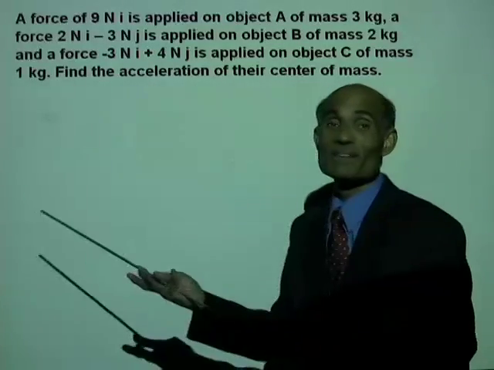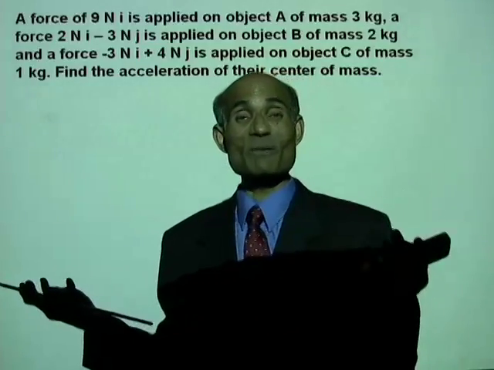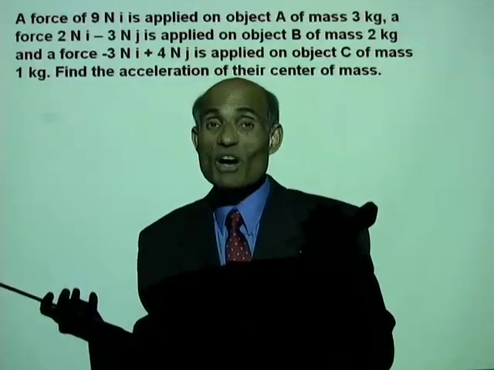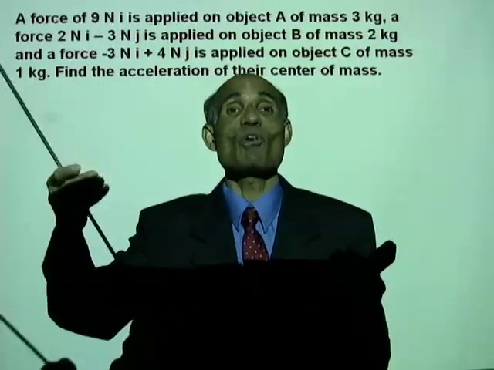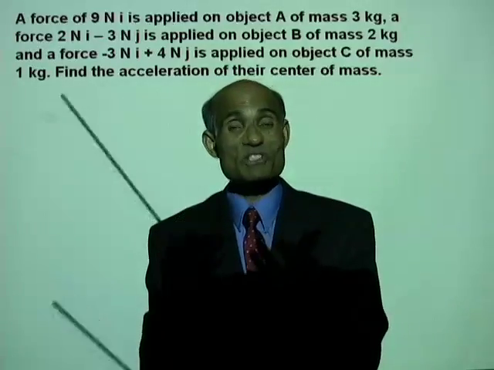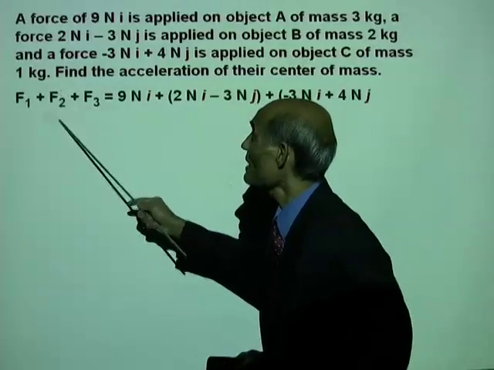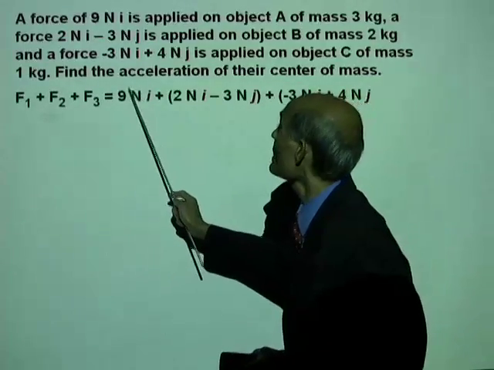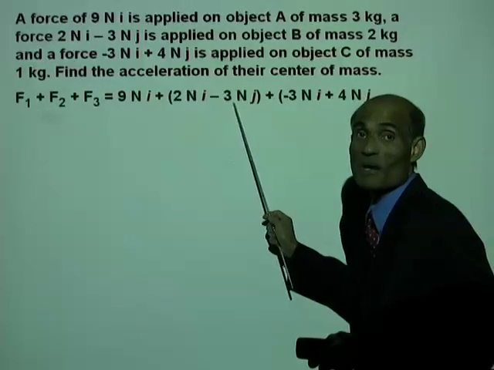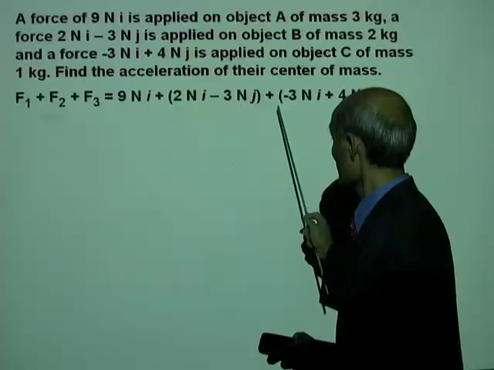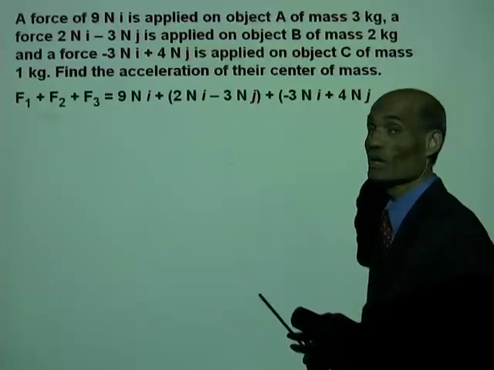Well, we have the equation. What is the equation for the acceleration of the center of mass? Acceleration of the center of mass is F net, the net force, the sum of all the forces, divided by the sum of all the masses. Alright, let's do that. F1 plus F2 plus F3. F1 is 9 Newton I. F2 is 2 Newton I minus 3 Newton J. F3 is negative 3 Newton I plus 4 Newton J.